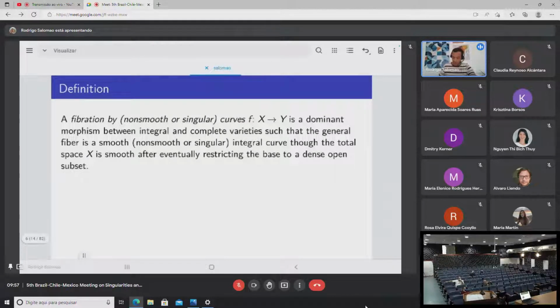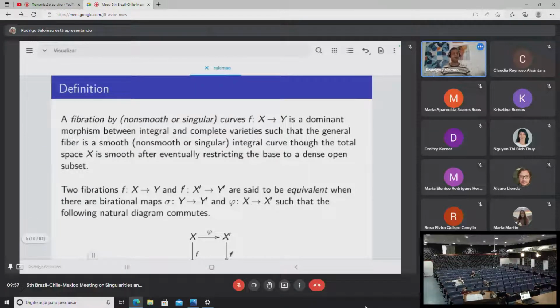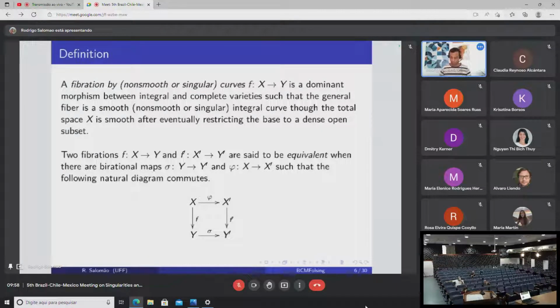Okay. We also say that two fibrations are equivalent when we have birational maps between the total spaces and the base spaces, such that this natural diagram commutes. This one. So we can see that we have equivalent fibrations when their generic fibers are isomorphic.